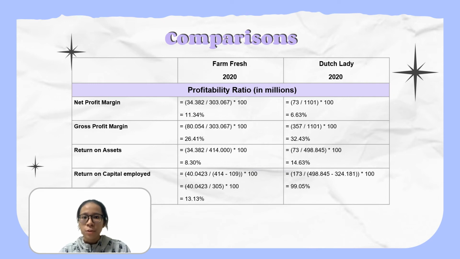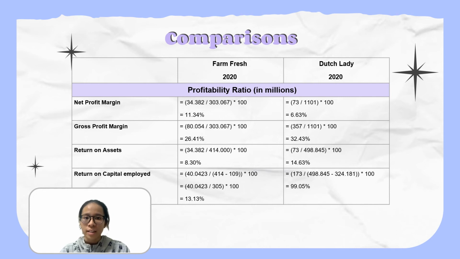The net profit margin for Farm Fresh 11.34% is higher than Dutch Lady, which is 6.63%. However, the gross profit margin for Dutch Lady, which is 32.43%, is higher than Farm Fresh, which is 26.41%. As for the return on assets, the margin that was obtained from Dutch Lady is higher than Farm Fresh with a value of 14.63% and 8.3% respectively. Lastly, for return on capital employed, the margin obtained from Farm Fresh is 13.13%, meanwhile 99.05% for Dutch Lady.